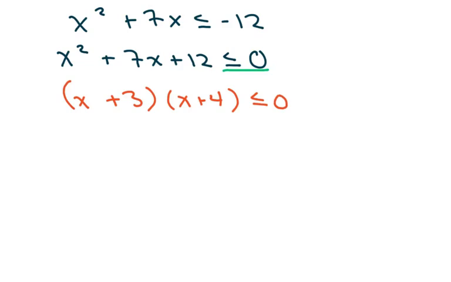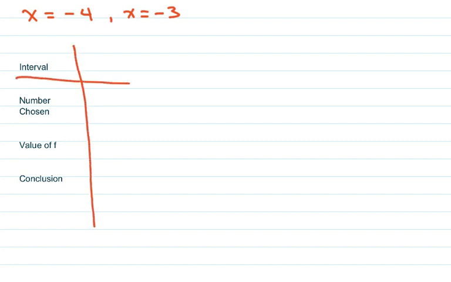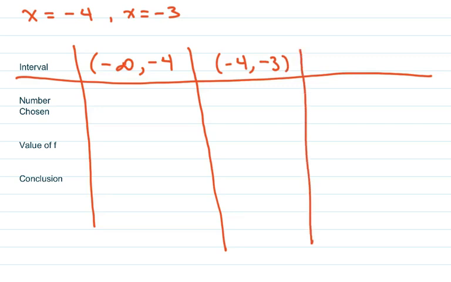So our solution set is x equals negative 3 and x equals negative 4. Alright? So we're going to go ahead and start with x equals negative 4, then x equals negative 3. We want to go from least to greatest on our intervals. And we're going to set our intervals from negative infinity to negative 4, then negative 4, comma, negative 3, and then from negative 3 to infinity.